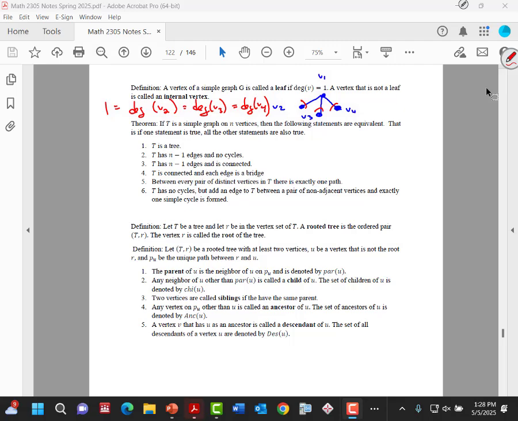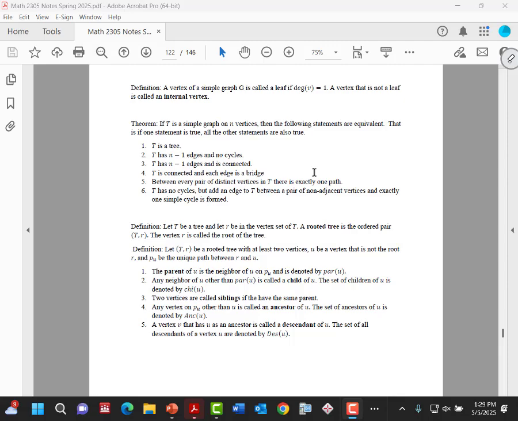Now, take a look at vertex V1. The degree of V1 is 3, so V1 is not a leaf. And because it is not a leaf, I would simply say V1 is an internal vertex. So in a tree, you're either going to be a leaf or you're going to be an internal vertex. You're a leaf if your degree is 1. If your degree is not 1, then you're an internal vertex.